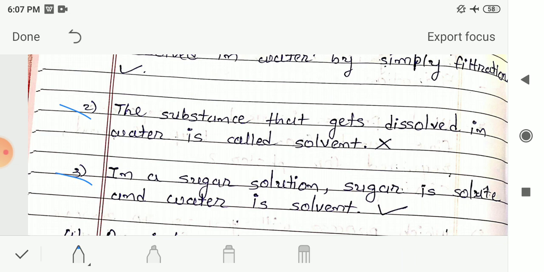Next is, in a sugar solution, sugar is solute and water is solvent. So here your answer is true. In the solution of sugar, the sugar, which we are dissolving in water, is known as the solute. The water in which we are dissolving the sugar is known as the solvent, and the whole mixture is known as the solution. So here your answer is true.